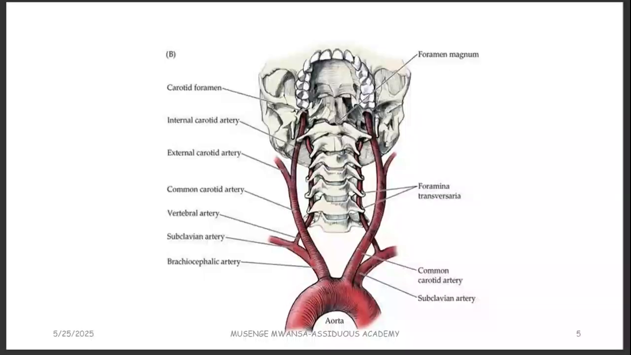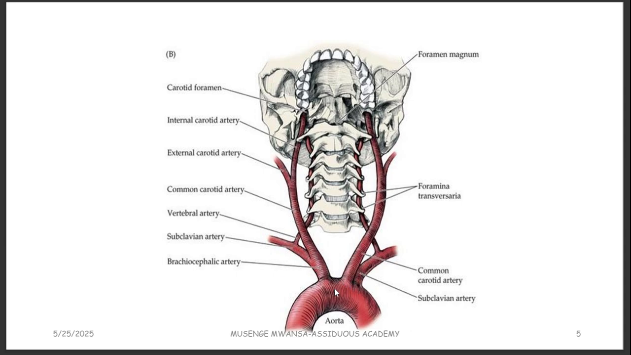Now, depending on which side of the body you're talking about, this is the arch of the aorta. The first branch of the arch of the aorta is the brachiocephalic. Brachiocephalic is going to give you the right common carotid, and you also have the right subclavian. So from the right subclavian, that's where you have got the right vertebral artery.